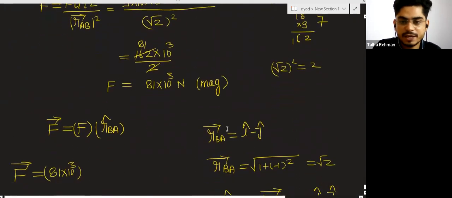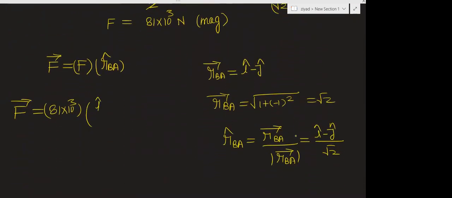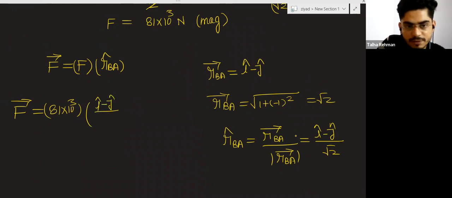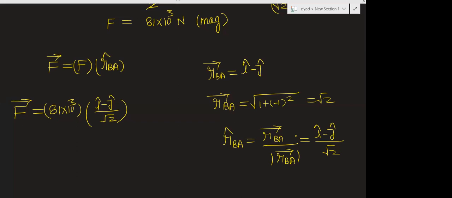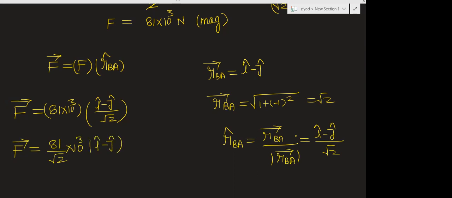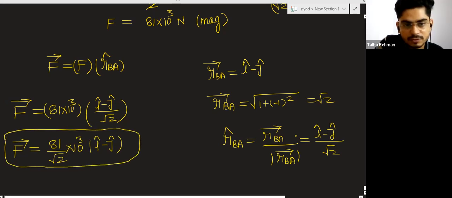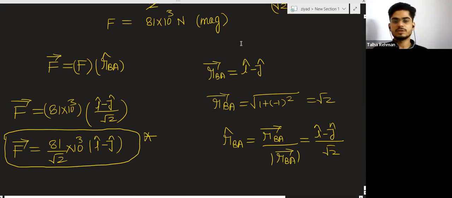And what is the value of unit RBA? i minus j divided by root 2. This is your answer. This is the force, so you can write this as 81 divided by root 2 into 10 to the power 3 (i minus j). I have not used that formula. We got the answer. Okay, now you cannot note it down.